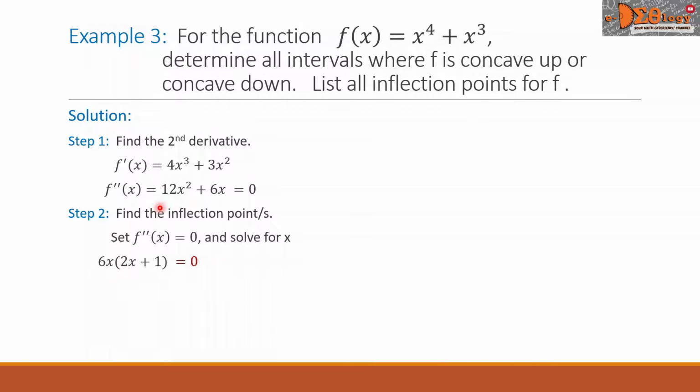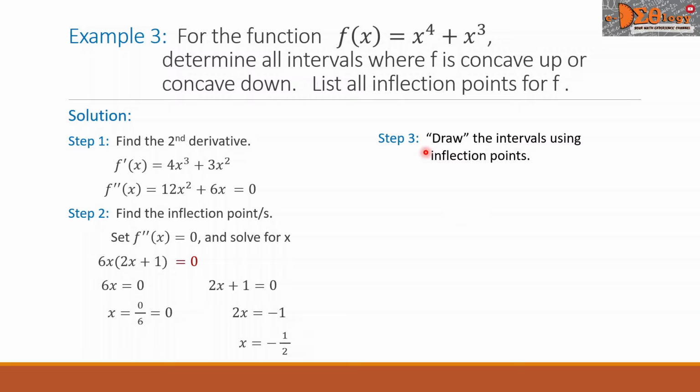There are two factors for our second derivative, so we equate each factor to 0 and solve for x. So we have 6x equals 0, and 2x plus 1 equals 0. Let us solve for x here. x equals 0 over 6, or 0. 0 is the first inflection point, while here the positive 1 we transpose to the right, becomes negative 1. Then we divide by 2. x now equals negative 1/2. There are two inflection points at x equals 0 and x equals negative 1/2.